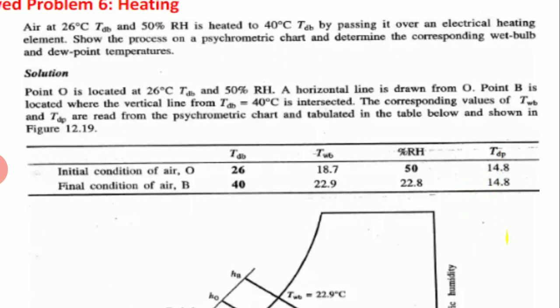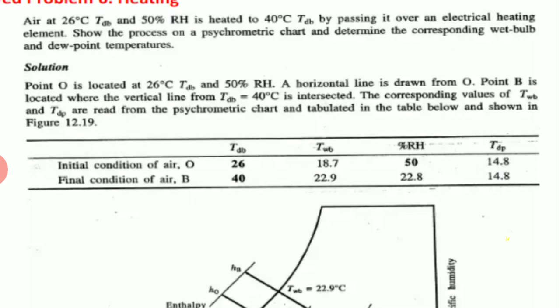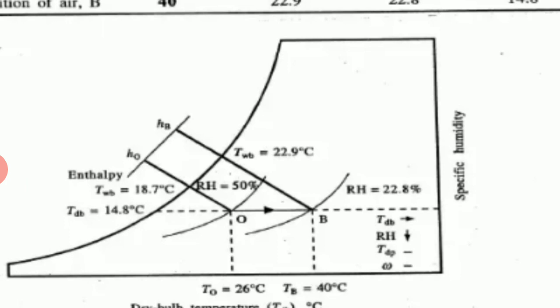First mark the point at 26 and 50% relative humidity. Move vertically upwards from 26, and where it meets 50% relative humidity, mark it as point O. Second step, where exactly is 40 degrees Celsius? It is a heating process, so the dry bulb temperature increases. Mark 40 and move vertically upwards. From point O, move horizontally towards the right, and where the 40 degree line and the O line meet, mark it as point B.